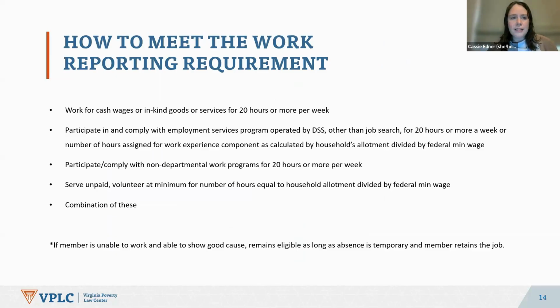Now, there's certain ways to meet the work reporting requirements. You can work for cash wages or in-kind goods or services for 20 hours or more a week. You can participate and comply with employment services programs offered by DSS or other non-departmental work programs. You can serve as unpaid or volunteer at minimum for a number of hours equal to the household allotment divided by the federal minimum wage, or you can do a combination of these.